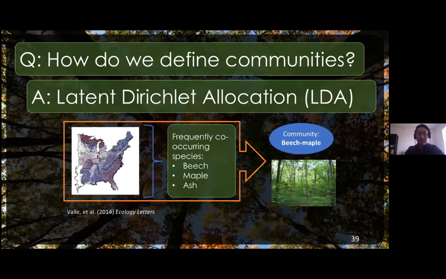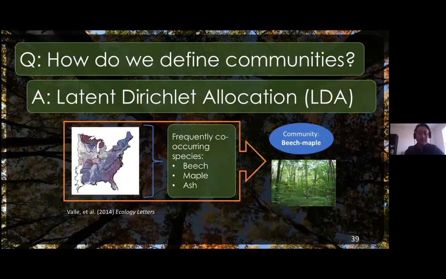And so we can use this model then with our FIA data and actually look at what the frequently co-occurring species are in these different plots. So we feed this algorithm our FIA data, and it might pick up that species like beech, maple, and ash are all commonly co-occurring in the beech maple community of the northern hardwood region.